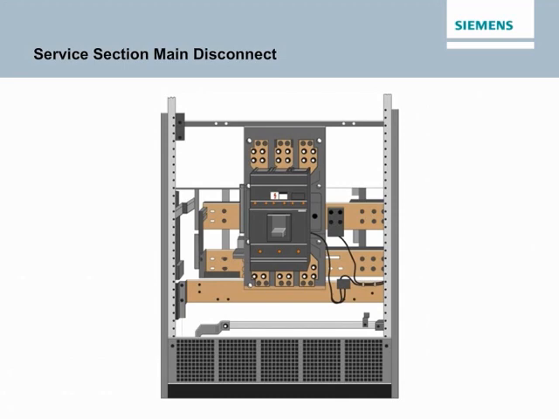The service section of Siemens switchboards can accommodate a variety of main protective devices. Depending on the switchboard model and customer requirements, the main protective device may be a vacuum break fusible switch, a high contact pressure HCP fusible switch, fusible bolted pressure switch BPS, molded case circuit breaker MCCB, insulated case circuit breaker ICCB, or low voltage LV power circuit breaker.